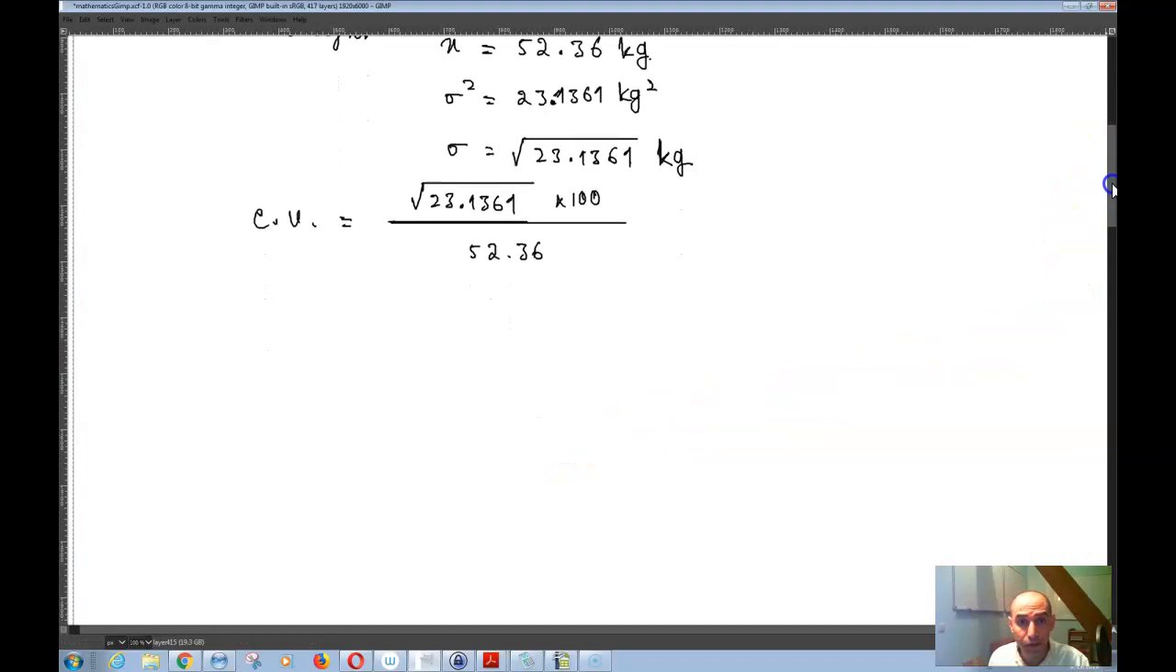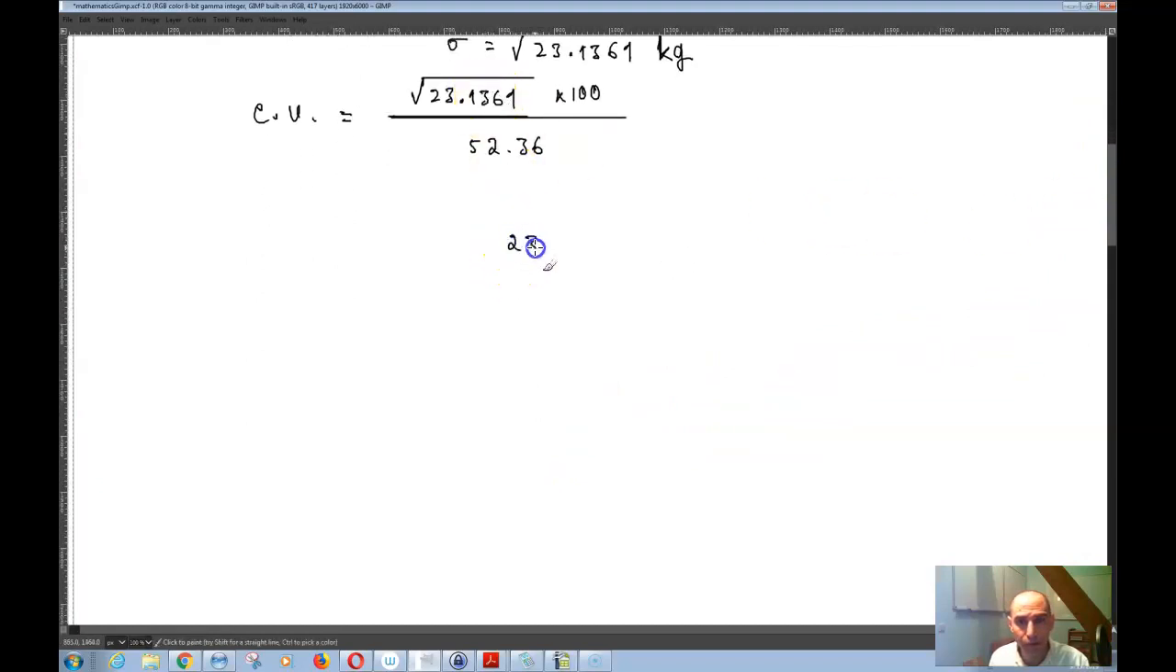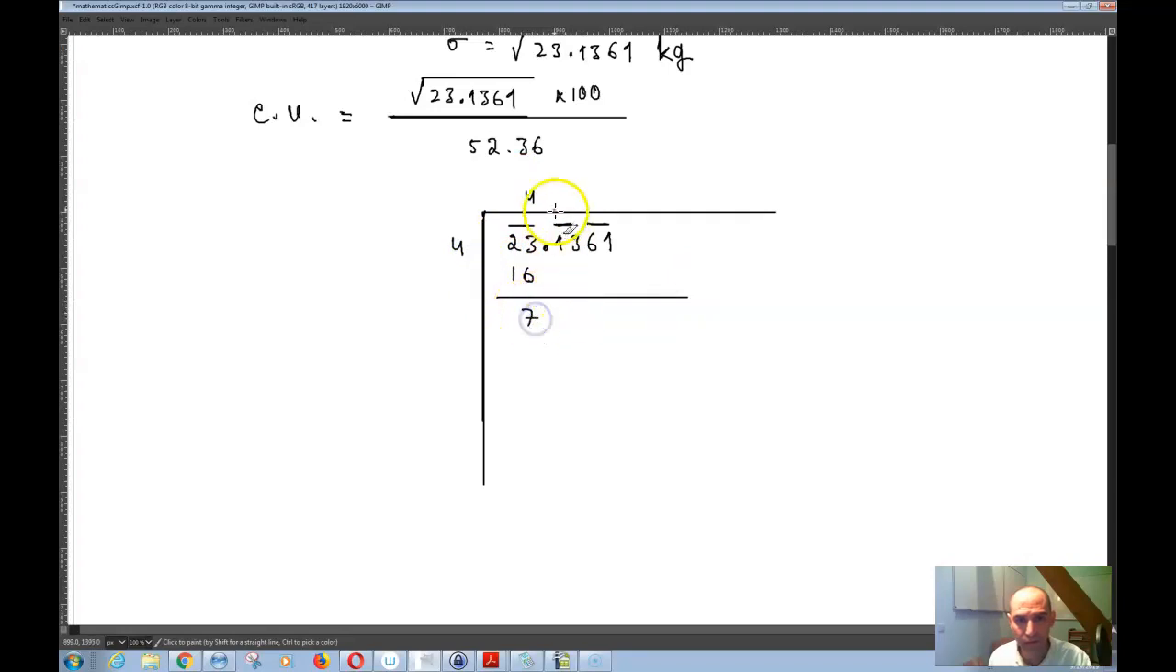Now to find the square root of this number, 23.1361, you can make these groups and draw these lines. So you can write this as, for example, 5 times 5 is equal to 25. So 4 times 4 is equal to 16. And that's a 7 remainder, decimal point. And bring this down, you'll get 13. 4 plus 4 is equal to 8. 8 and another digit here, one digit here.